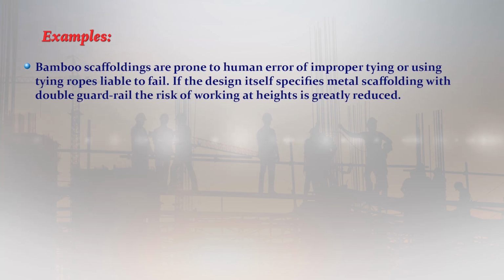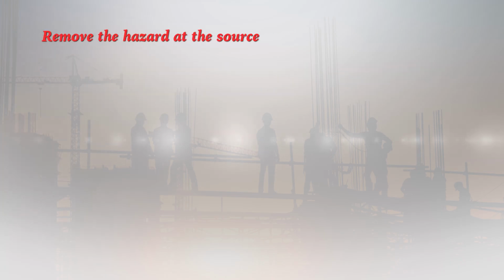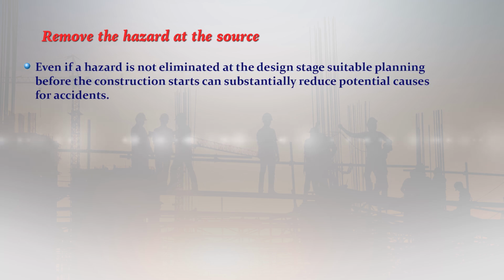Then bamboo scaffoldings are prone to human error of improper tying or using tying ropes liable to fail. If the design itself specifies metal scaffolding with double guardrail, the risk of working at heights is greatly reduced. Then next is remove the hazard at source. Even if the hazard is not eliminated at the design stage, suitable planning before the construction starts can substantially reduce potential causes of accidents.